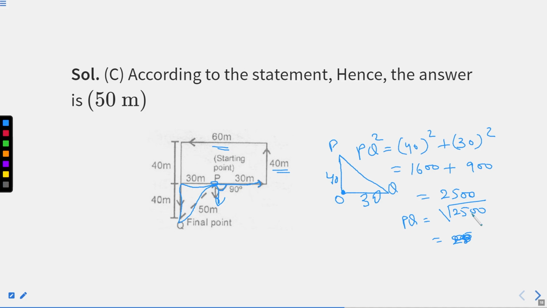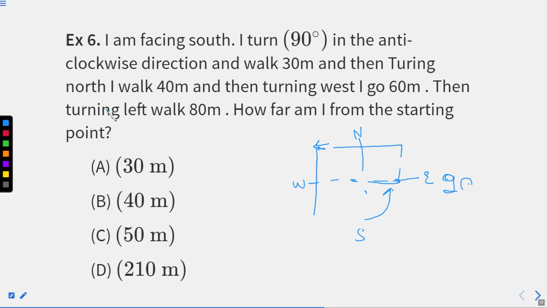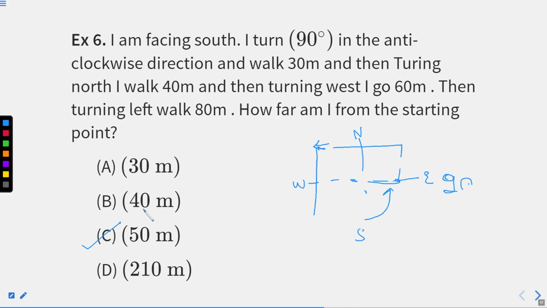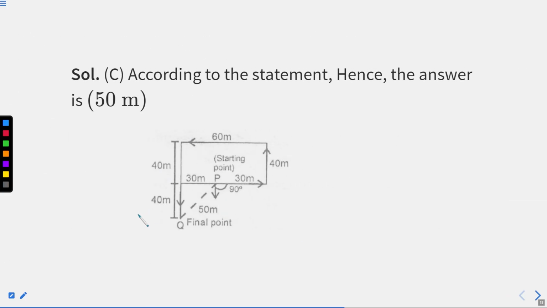Just a small correction. This comes out to be 50, right? So PQ comes out to be 50. This is going to be the distance between the initial point, that is P, and the final point, that is Q. I hope you got the answer, right? So you can see option number C satisfying the situation. This is option C saying 50 meters. I hope the question is clear.